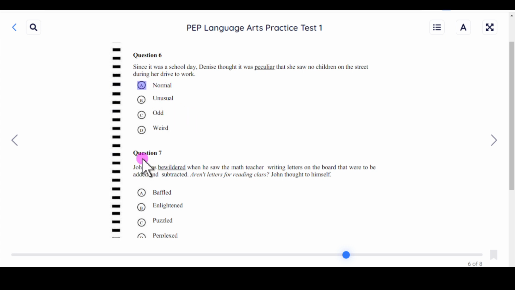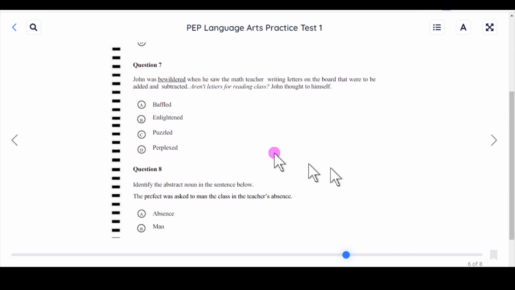All right, so question 7. Let me pull this up a little bit more. John was bewildered when he saw the math teacher writing letters on the board that were to be added and subtracted. "Aren't letters for reading class?" John thought to himself. I would know, algebra is what he's thinking about here. All right, so let's go bewildered. What does bewildered mean?